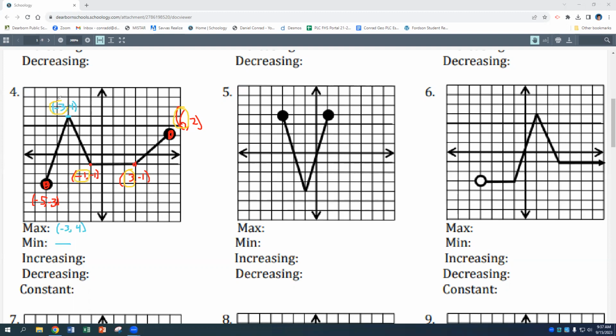-1, -3, -5. Okay, so this graph starts off by increasing. It's going to increase from -5 up until we hit -3. So we're increasing from -5 to -3. And then we start going down. So now we're decreasing from -3 down until -1.